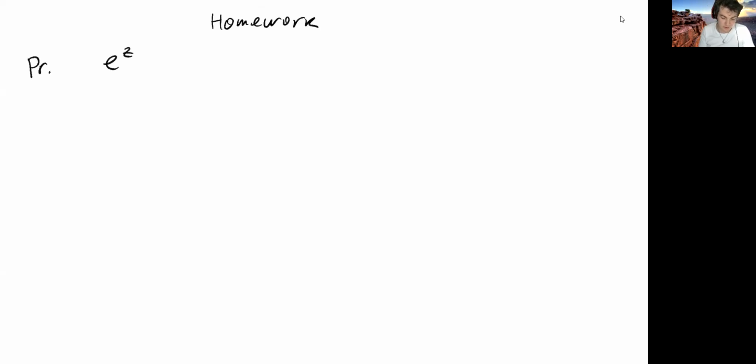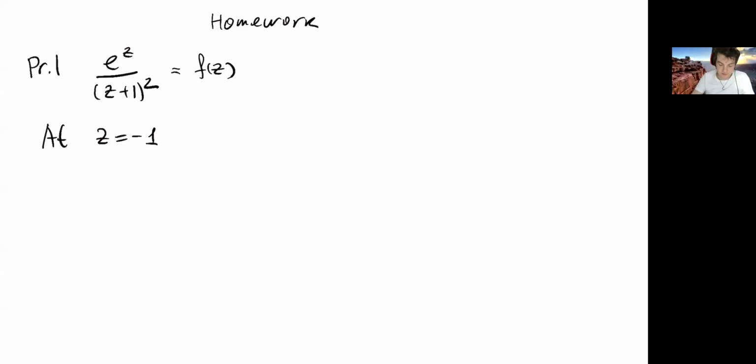Laurent series for e to the z divided by (z plus 1) squared. First thing is that we identify where the problem is. The problem is at z equal to -1. Otherwise our function is analytic, and so Laurent series don't make sense. The only point at which a Laurent series makes sense is -1.